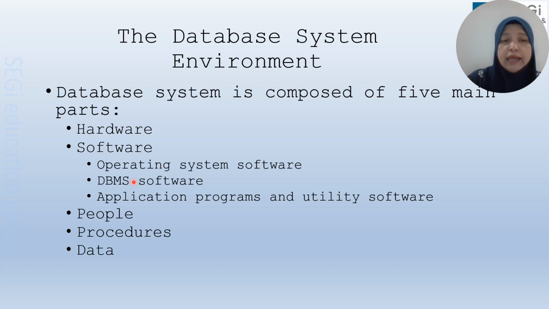The third component is people. Of course, you have to have users or people to run the DBMS, and there are procedures. Procedures are rules and regulations that have to be imposed so that the database system environment can work well. Lastly, of course, the data. You have to have the data. Then this is what we call a database system.